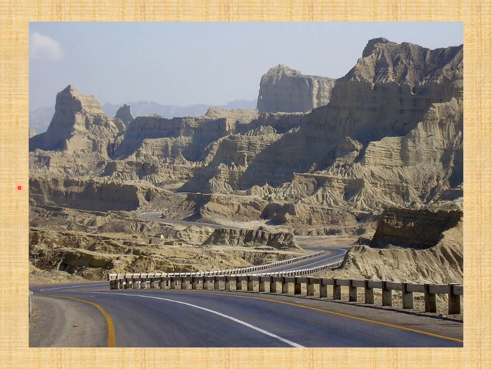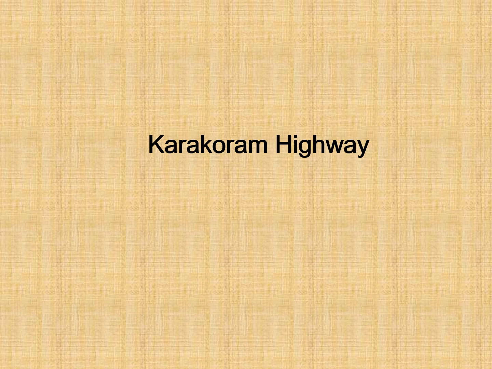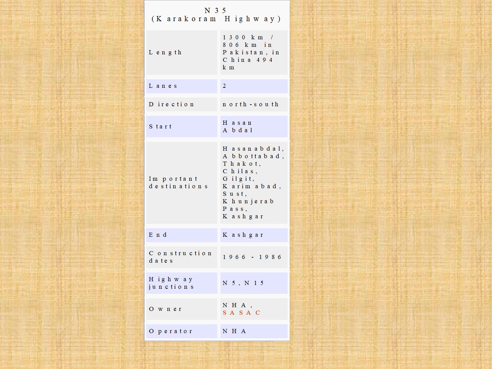So here you can see the actual view of the road. Another view. Now look at another very important highway, which is called the Karakoram Highway. Now here you can see that specifications are given.